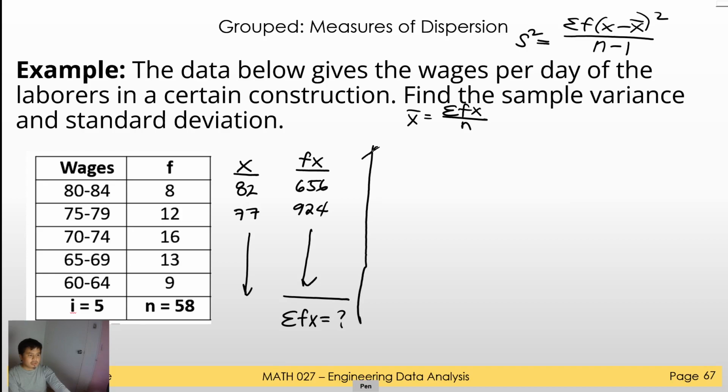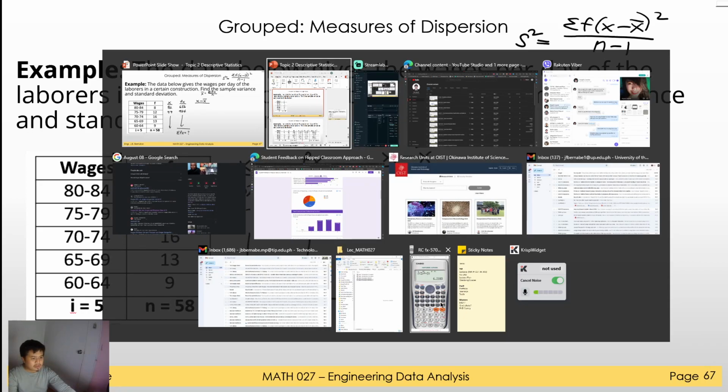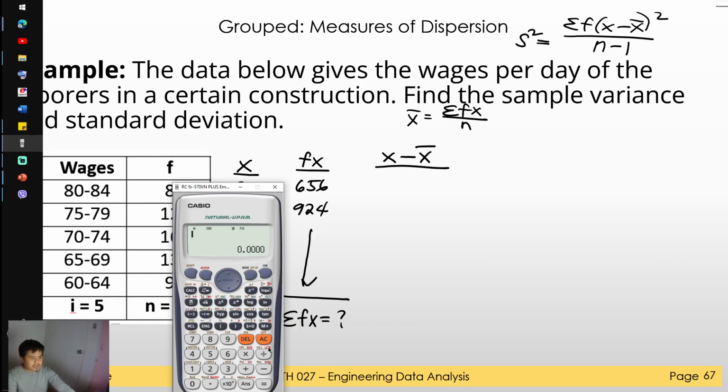So another column here, we have the x minus x bar. How do we find the x minus x bar? Sige, calculate na natin, no? So we have, where is the calculator? I already solved the mean, ano?